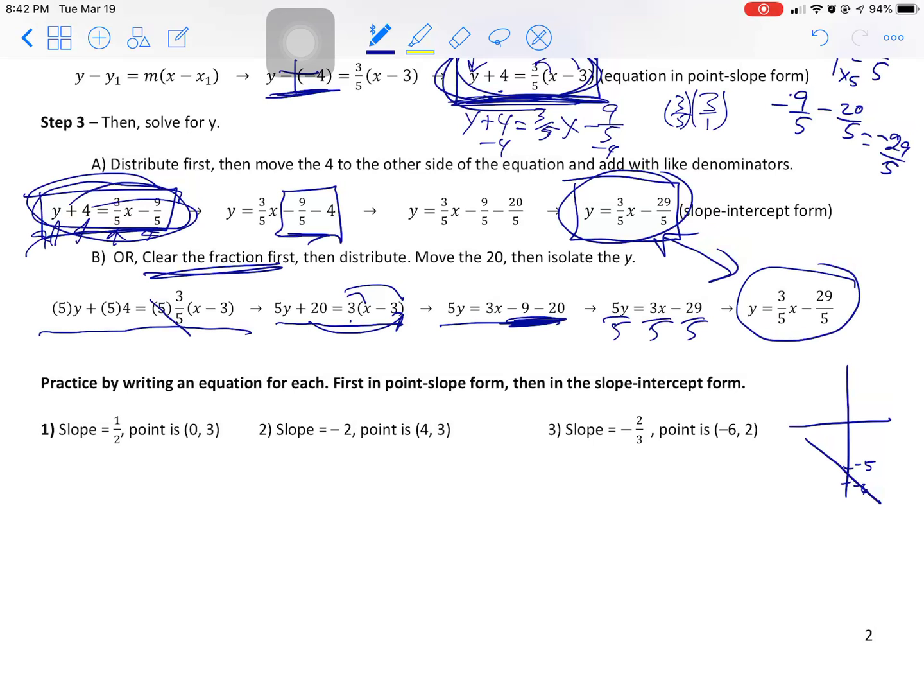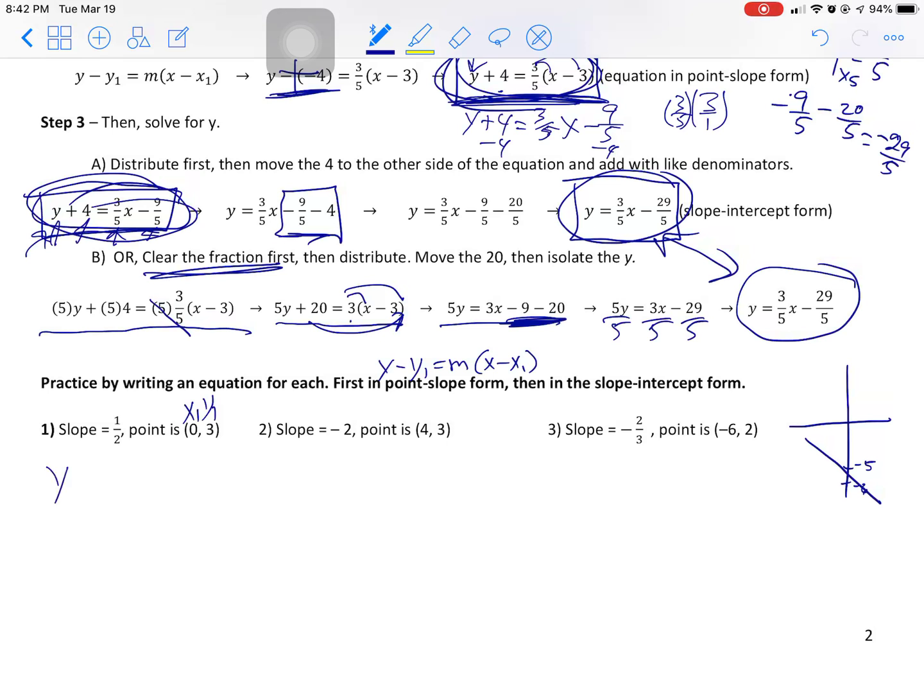All right, this one says practice by writing an equation for each, first in point slope form and then the slope-intercept form. All right, so first in the point slope form. There's my point. There's my x1, y1. Okay, what was the point slope formula? Let me write it down. y minus y1 equals m times x minus x1. That's another one you need to memorize, okay?